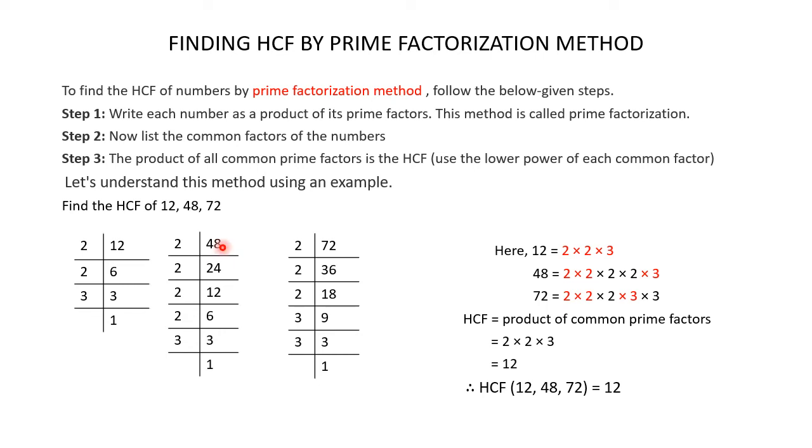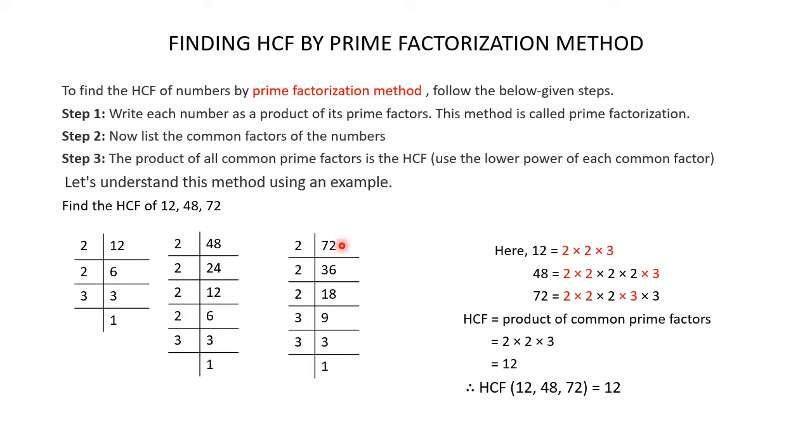Now reduce 48 to its prime factors. To do that, you have to divide 48 first by 2, you'll get 24. Now divide 24 again by 2, you'll get 12. Divide 12 again by 2, you'll get 6. So divide 6 by 2, you'll get 3. Divide 3 by 3, you'll get 1. So the prime factors of 48 are 2, 2, 2, 2 and 3. So 48 can be written as a product of its prime factors as 48 is equal to 2 multiplied by 2 multiplied by 2 multiplied by 2 multiplied by 3.